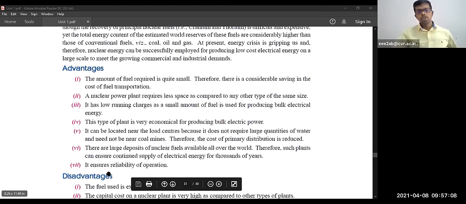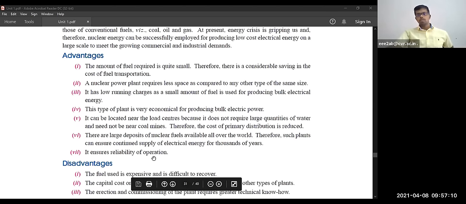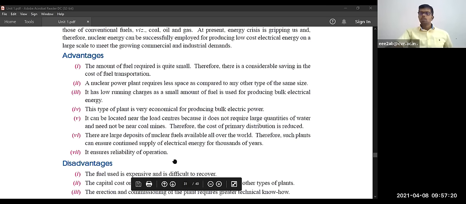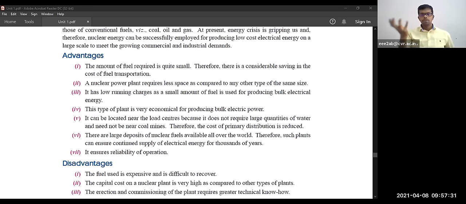It also ensures reliability of operation. So you can get reliability of supply. You can produce power 24/7, all 365 days, whatever you need. The only thing is that you have to get the fuel, the number of kilograms you need for producing that much megawatt.